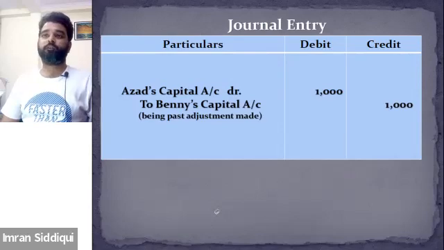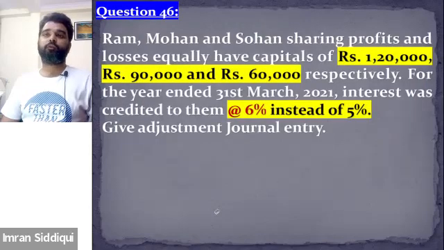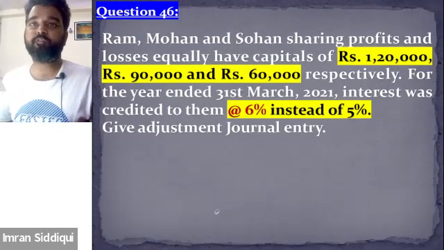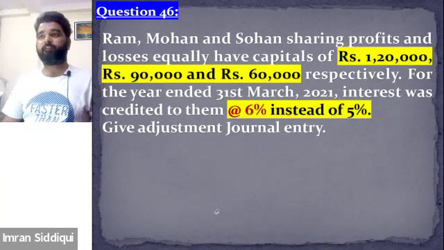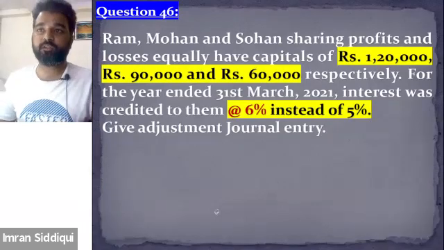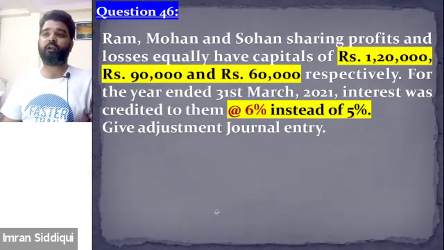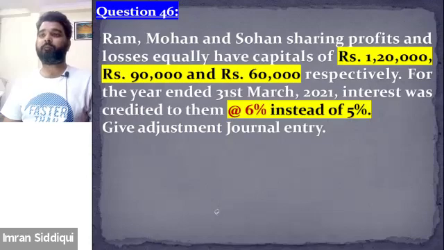Question number 46. This is also based on the past adjustment, and I want all of you to try this question. Question number 46 says Ram, Mohan, and Sohan, sharing profit and losses equally, have capitals of rupees 1,20,000, 90,000, and 60,000 respectively. For the year ended 31st of March 2021, interest was credited to them at 6% instead of 5%. Give the adjustment general entry. Okay, so again in this question, since it is not mentioned whether the capital balances are the opening or the closing, we can simply presume that these are the opening capital balances.